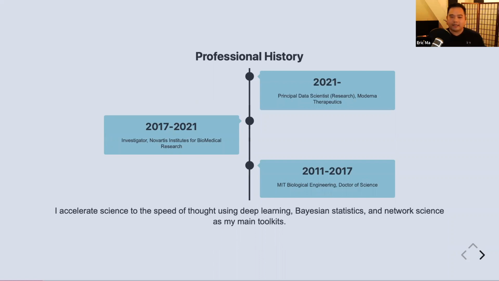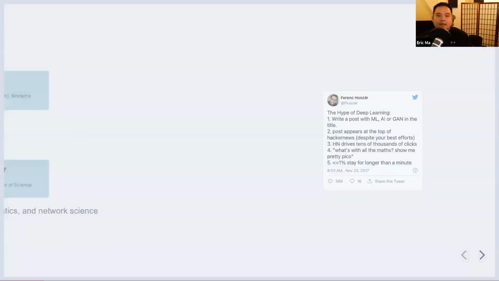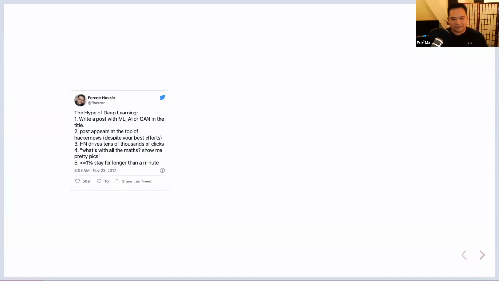And in my toolkit, it's usually deep learning, Bayesian stats, and network science. And I partner up with colleagues who work at the bench, who do imaging work and all sorts of NLP kind of work as well, to really try to accelerate science, make science go as fast as the human can think about new ideas. Okay, so let's get into the motivation for this talk.